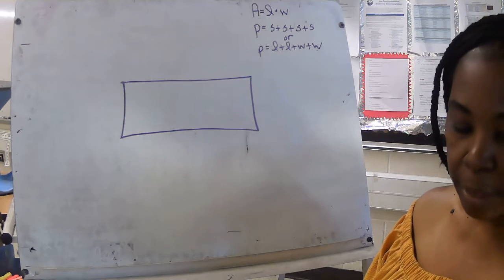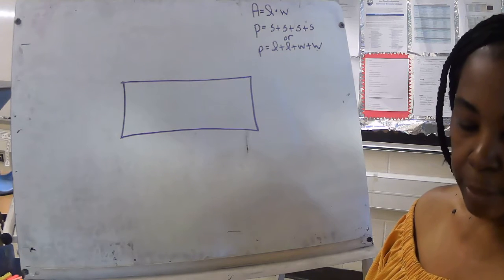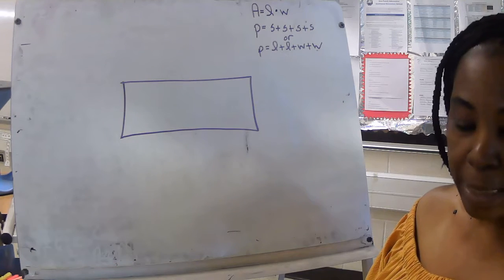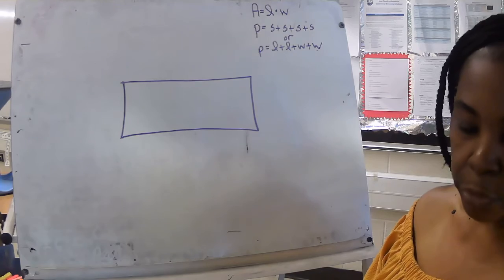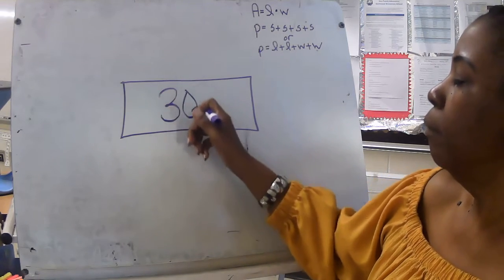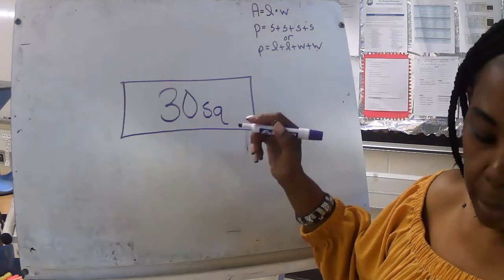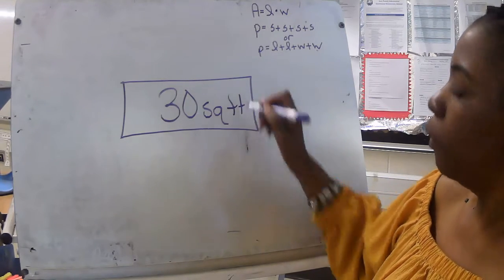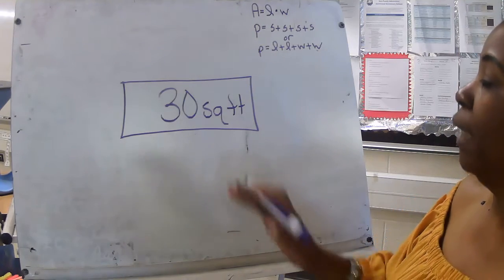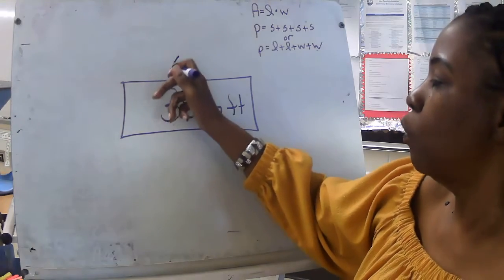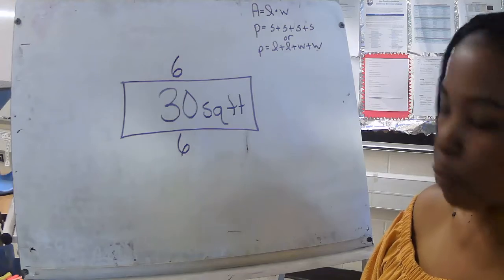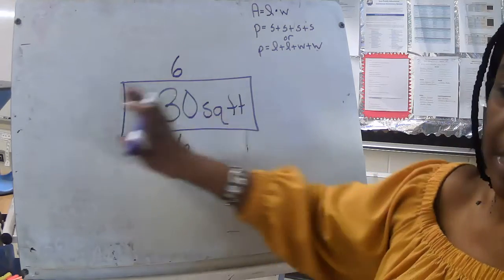Okay? So Tina has a floor carpet in her kitchen that is 6 feet long and has an area of 30. How wide is Tina's floor carpet? Okay? So the area is 30. The area always goes on the inside, and that'll be square feet. So 30 square feet. And then it says it's 6 feet long, so the long side is 6. So if the top is 6, that means the bottom is 6 because they're congruent. So we want to know how wide. Basically, we need to know what the sides are.